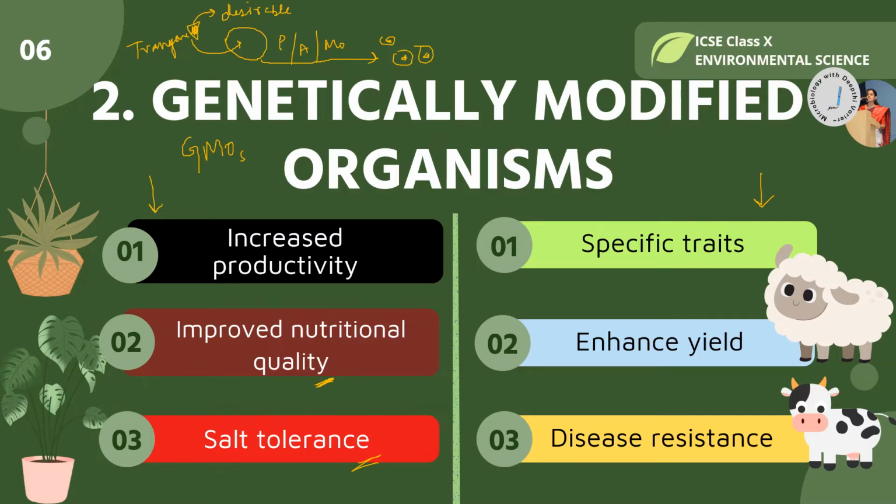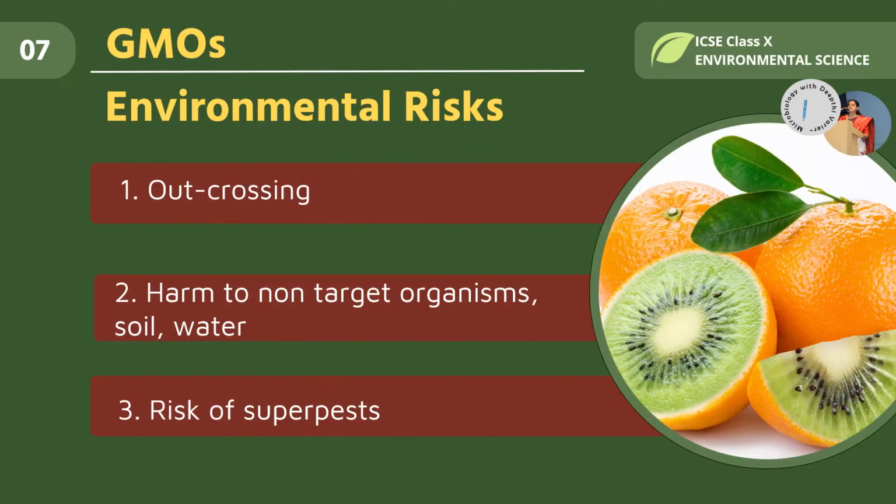Now let's see what are the environmental risks of GMOs. GMOs are known, or they are at a big risk of outcrossing. So they can transfer the transgenes, that is the gene of interest, to a conventional wild variety which is already growing in the environment, and that can lead to loss of biodiversity. So now after a few years, I might have only the GMO plants. I might lose out on the wild variety.